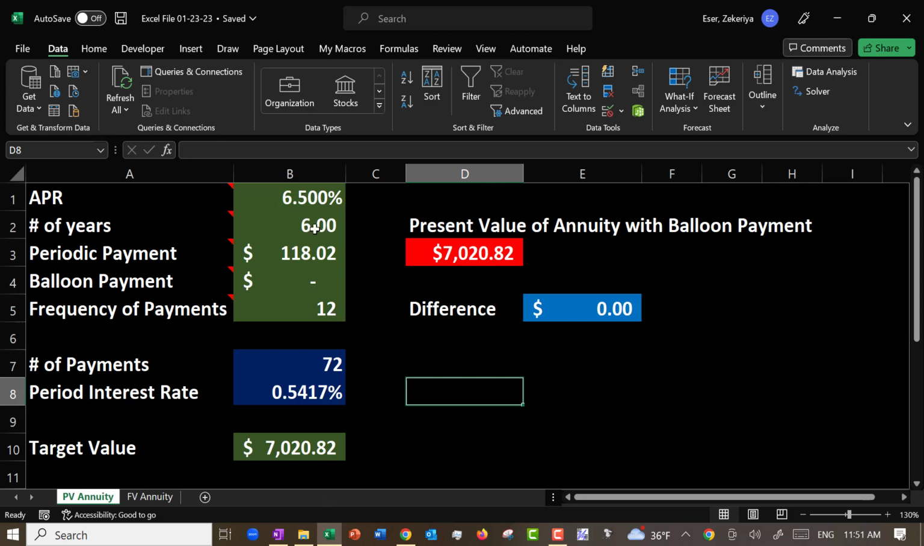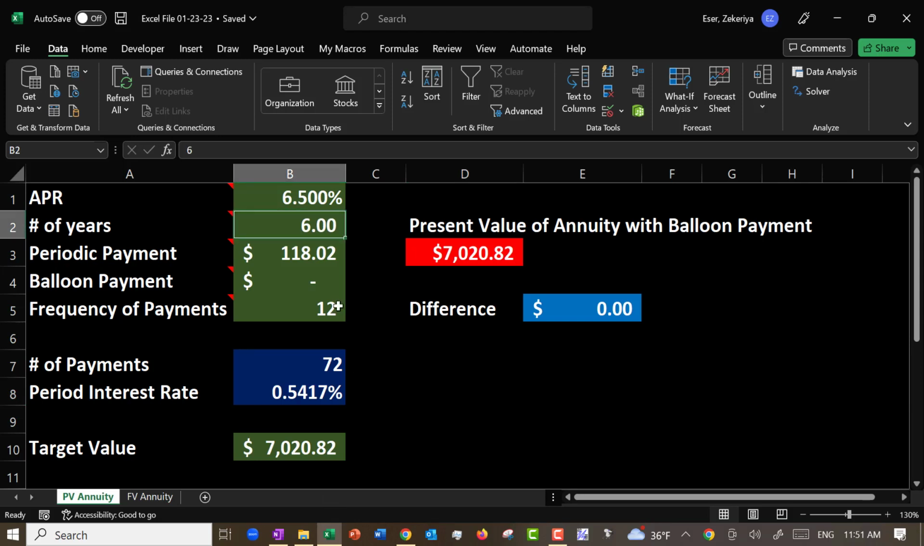Now let me ask you a question. Suppose the bank said, it's an old car, I'm not going to finance it for 6 years. How about I give you 4 years of financing? Now, I want the volunteers to tell me what the payment would be on this 4-year loan.